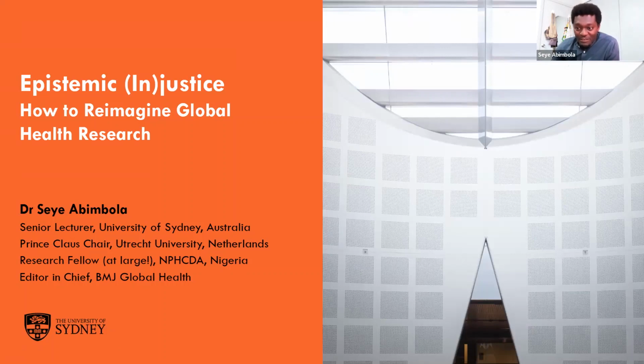Now, when you said that the theme was reimagining global health research, it's, as you said, a very broad theme. So I decided to focus on something that I care very, very deeply about, which is the question of epistemic justice or injustice as a way of thinking about how we might begin to reimagine global health research. What I plan to do right now is give you 3 quick examples that illustrate a lot of the things that bother me about global health research, which all speak to epistemic injustices in different forms.